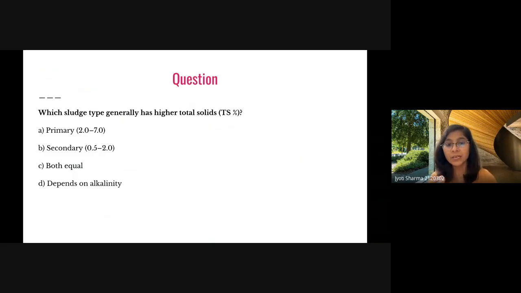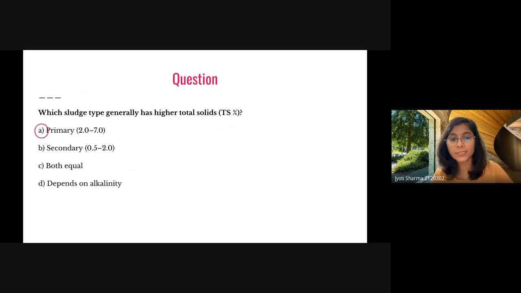Which type of sludge should have the highest amount of total solid in percentage? Is it primary, secondary, both equal, or depends on alkalinity? Okay, so Priscilla gave me answer A. Pia also gave me A. Then yes, I also agree with A.